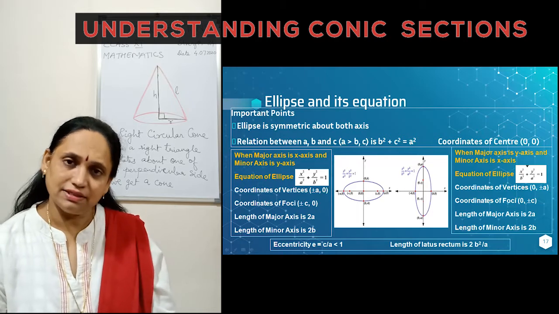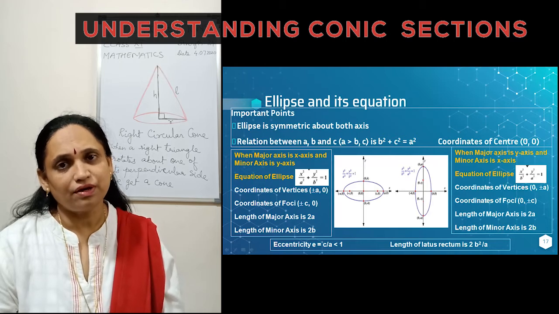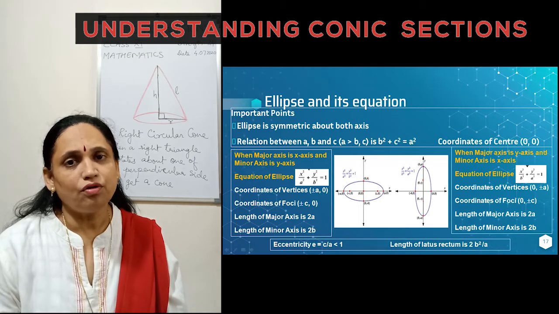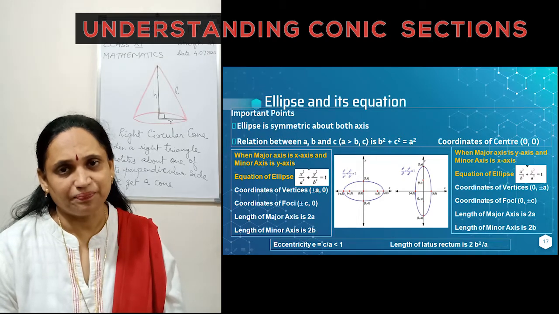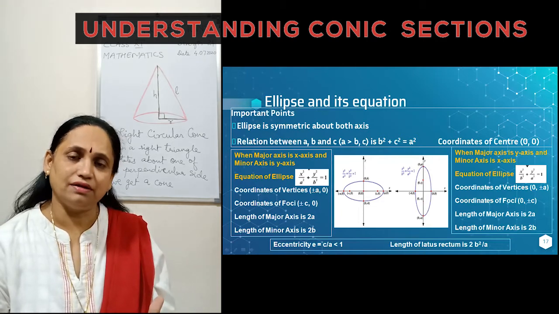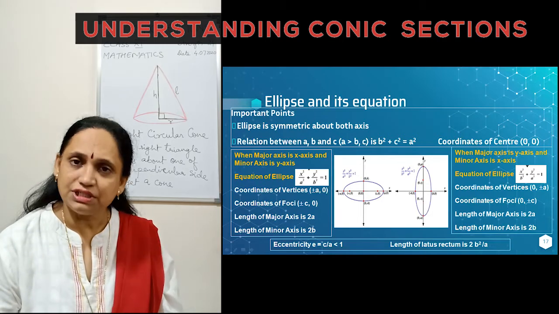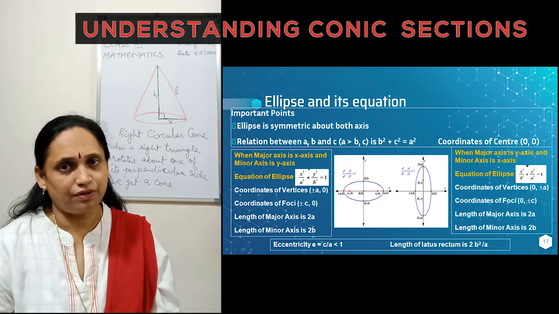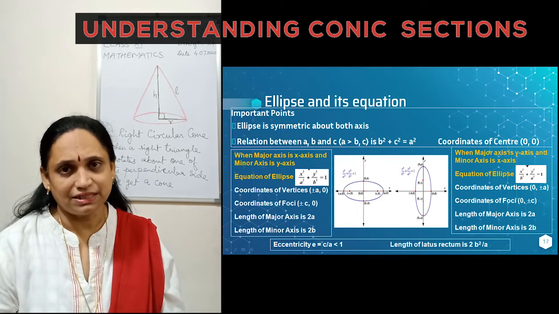Similarly, when the y-axis is the major axis, the equation of ellipse is y square upon a square plus x square upon b square is equal to 1. And the coordinates of the vertices are (0, plus or minus a), and the coordinates of the foci are (0, plus or minus c). In both the cases, the length of the major axis would always be taken as 2a, the length of the minor axis would be taken as 2b, eccentricity would be taken as c by a, and the length of the latus rectum would be taken as 2b square upon a. I hope you have understood the equation of ellipse and its parts.